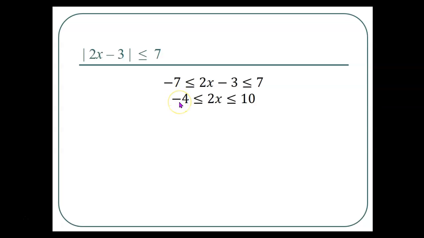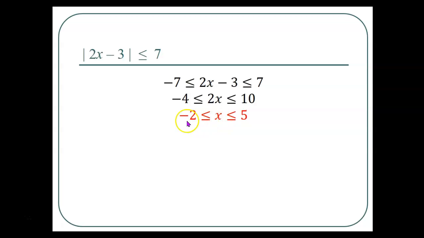-7 plus 3 gives me -4. 2x minus 3 plus 3 gives me 2x. And 7 plus 3 gives me 10. Now, how do I go from 2x to just x? I divide all 3 sides by 2. So -4 divided by 2 gives me -2. The 2x divided by 2 gives me x, like I wanted. And the 10 divided by 2 gives me 5. So now I'm done solving.